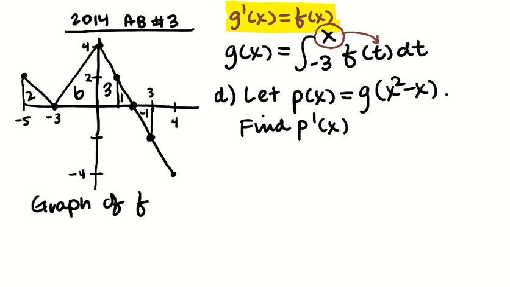All right, I'm changing part D a little bit so that it's more interesting to what we're doing today. I'm going to say let p of x equal g of x squared minus x and find p prime of x. All right, well, I'm going to actually write an equation for p of x. Remember that g is the integral from -3 to x. So wherever I see x in the formula for g, I'm replacing it with x squared minus x. So this is from -3 up to x squared minus x of f of t dt.